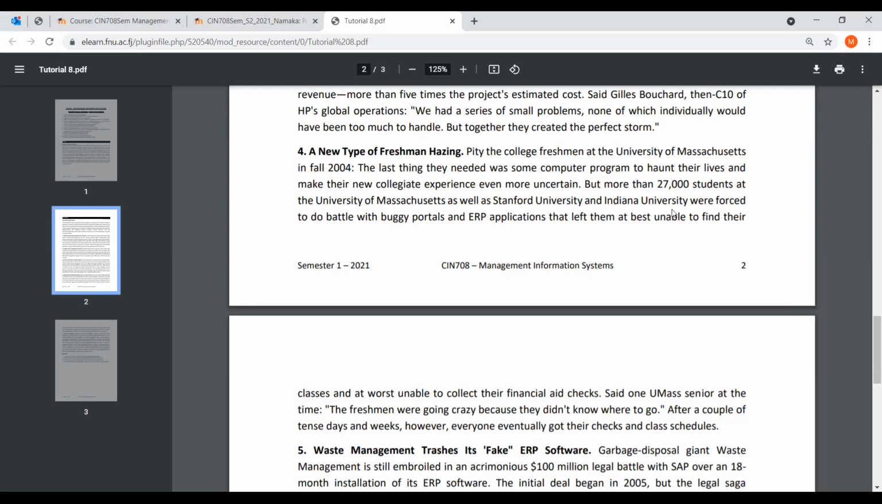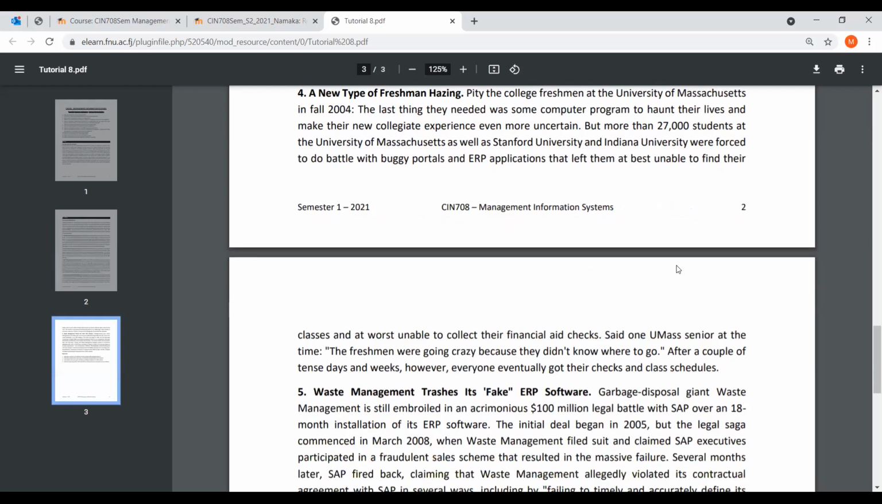If you're looking at FNU, or even FNU and USP combined, we would not even be a dot in front of them. They're so huge. So these universities' students had a lot of issues with the ERP system, and students had a lot of problems in terms of enrolling, in terms of getting their sponsorship or scholarship checks so that they could continue as normal.